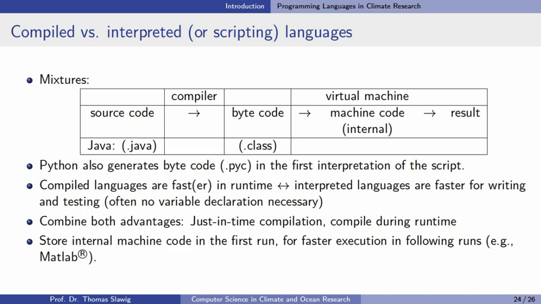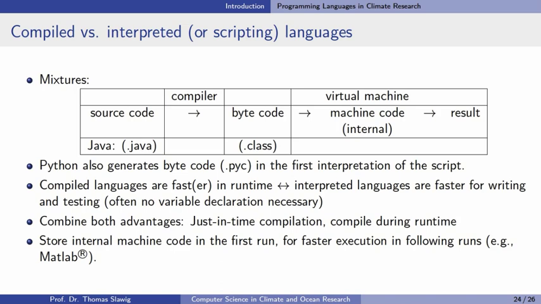And there are also ideas to combine both advantages with what's sometimes termed just-in-time compilation, or compile during runtime. MATLAB, for example, does this: the internal machine code is stored after the first run, and then in the second run the execution will be faster.